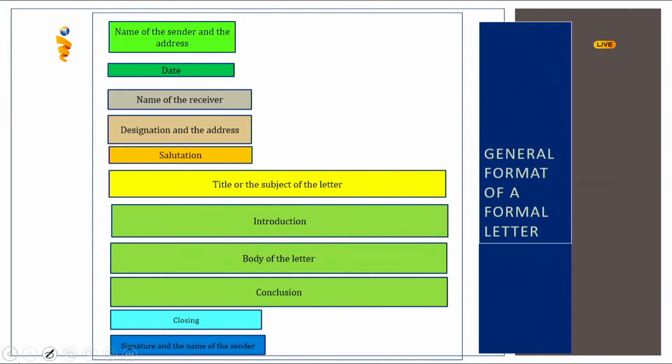There, this is the general format of the letter. First thing, you have to write the name of the sender and the address, date is a must. Then the name of the receiver or the recipient, designation and the address and the formal salutation. Then the title or the subject of the letter. Then the body. These three green boxes says the body, introduction and the conclusion.